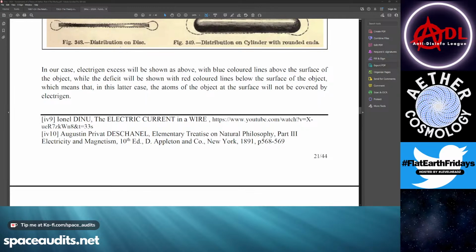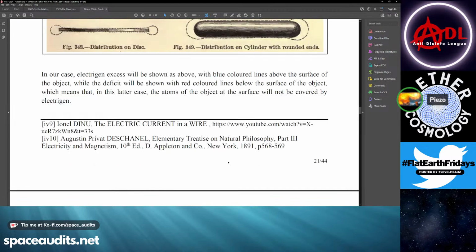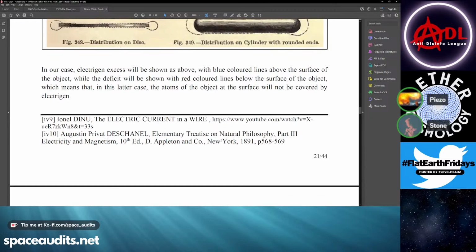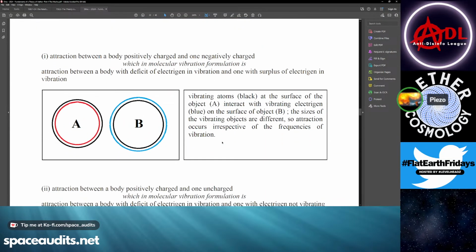Well, let me read that again. Okay, got the diagrams above, got blue contour lines above the surface, like those little dashed lines. But the deficit will be shown with red contoured lines below the surface, which means in the latter case, the atoms of the object at the surface will not be covered by. Oh, he's saying like it's going to be within the material. Okay. It's like a sea level line. Yeah. I had to read it a second time to make sense. I see what he's saying.